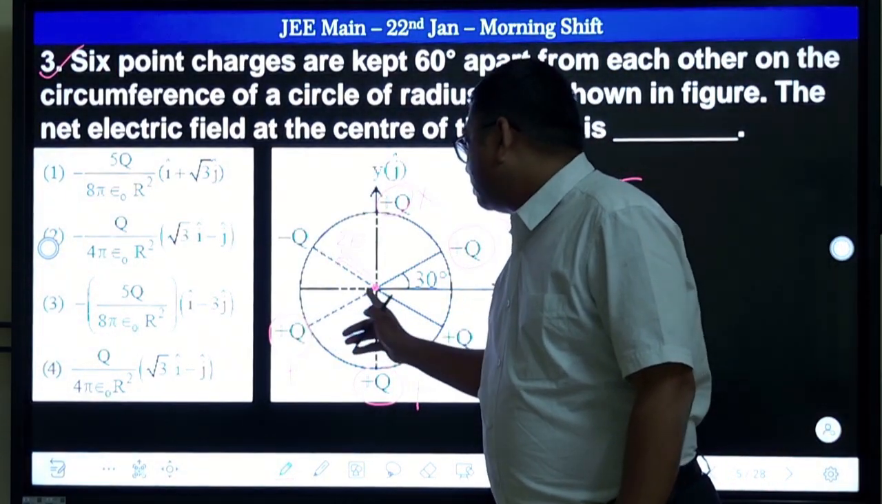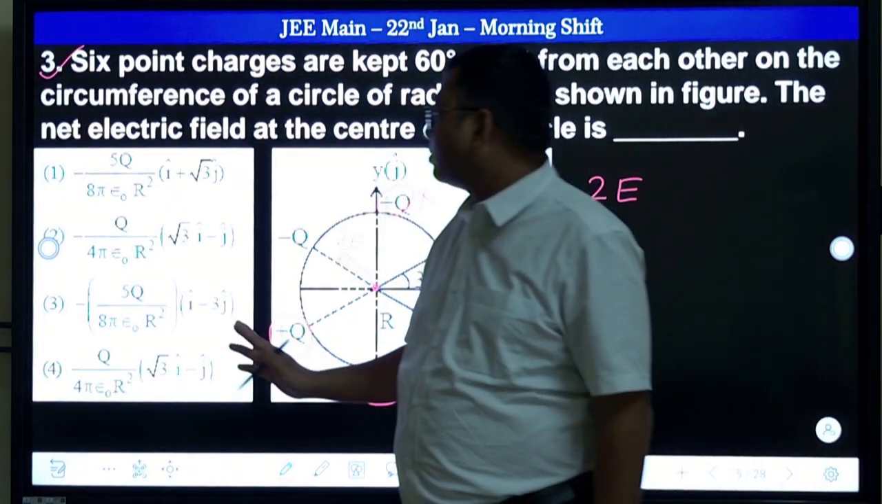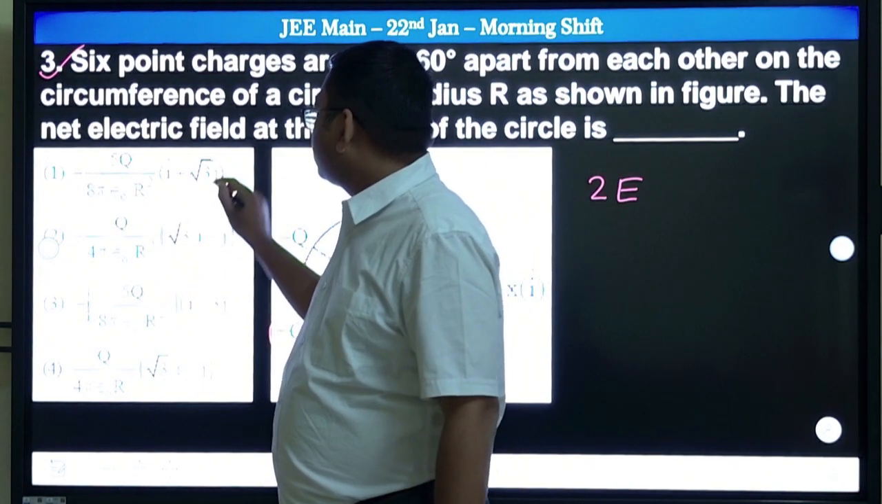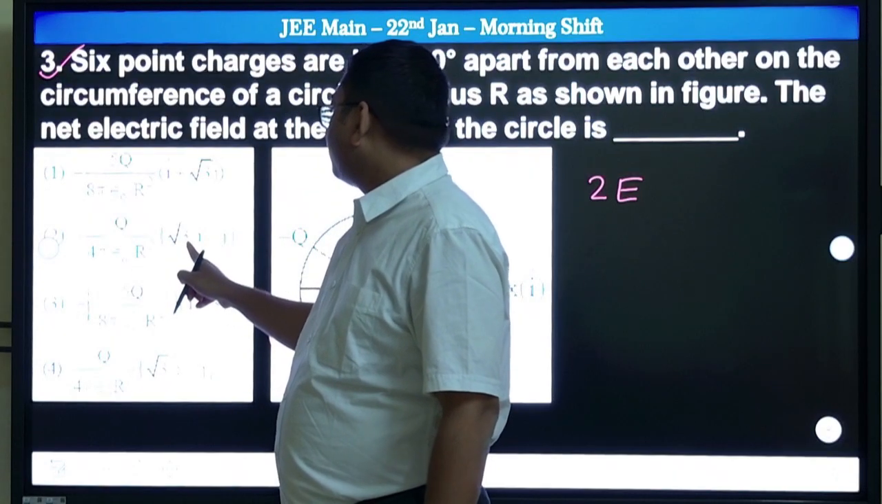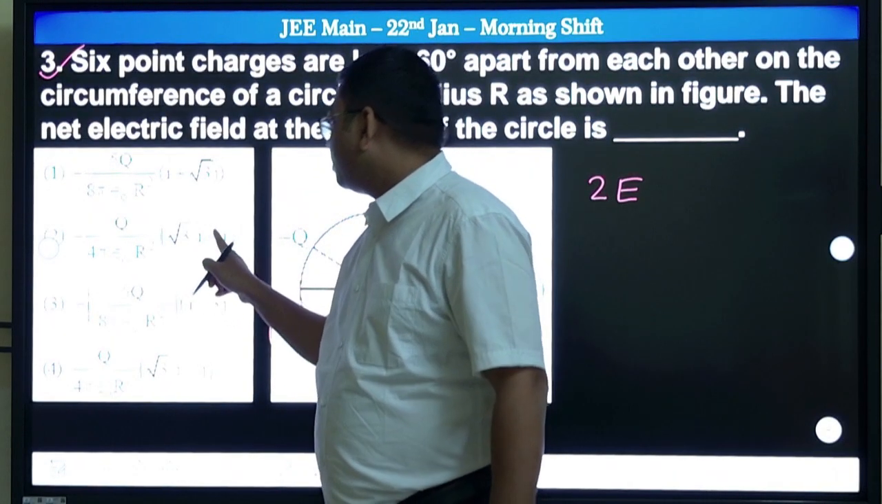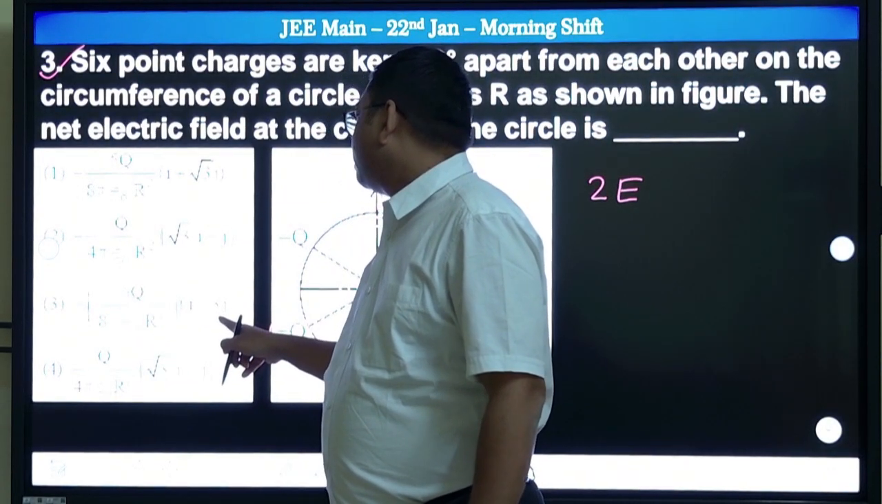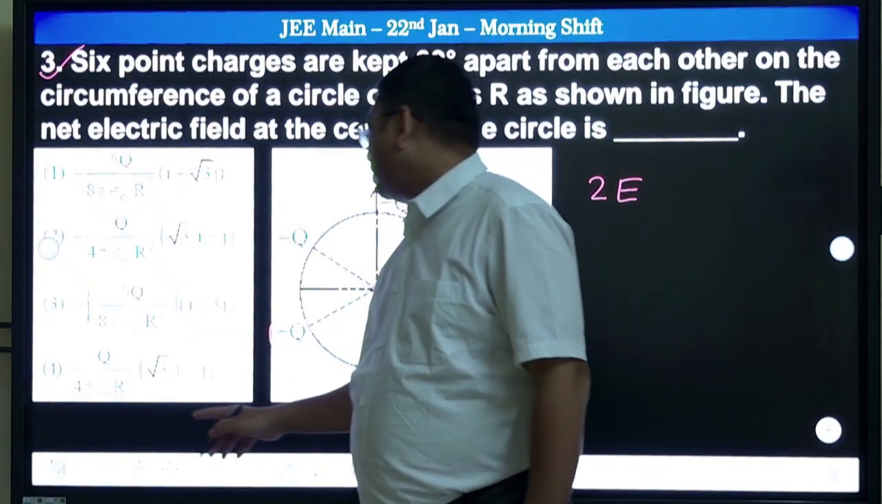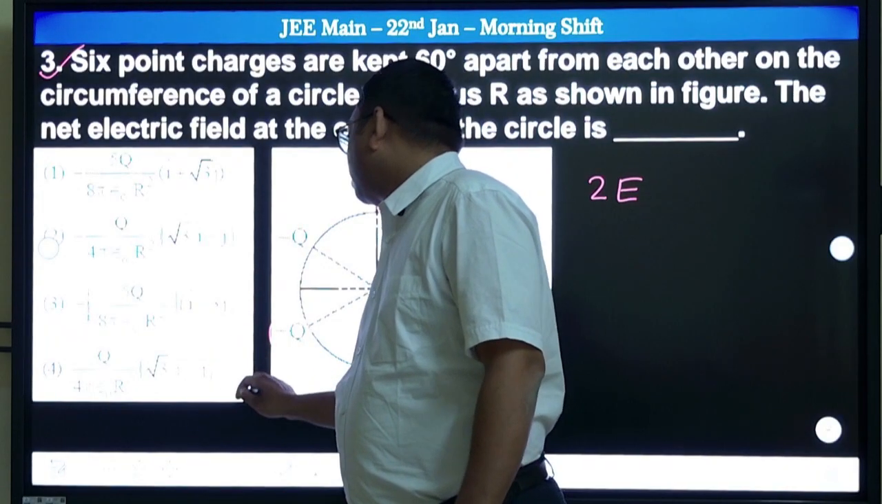X component is negative, Y component is positive. That you can also check. So this is not possible, right? Here X is negative, Y component positive, possibility is there. X component negative, Y component is positive, possibility is there, right? What about this? This is X positive, Y negative, so not possible.